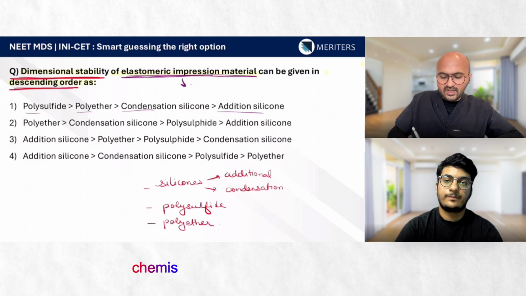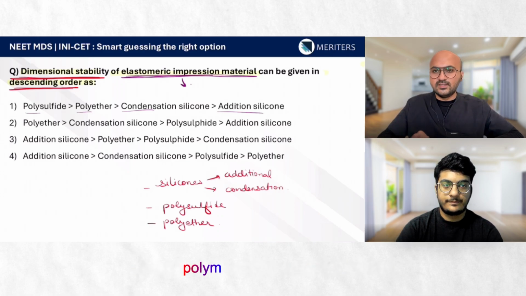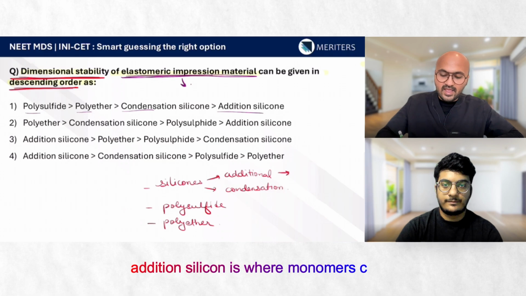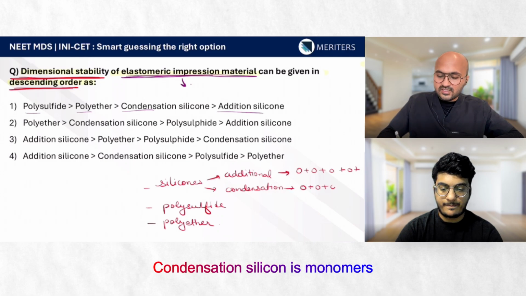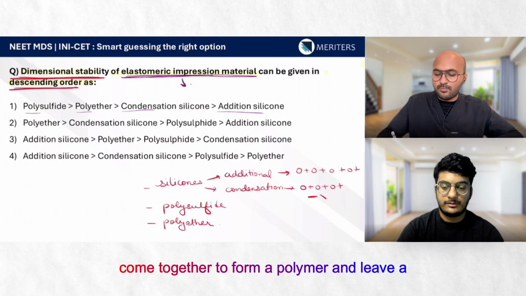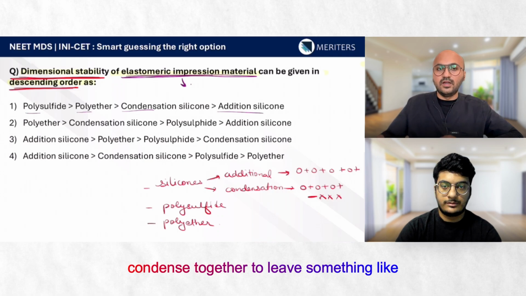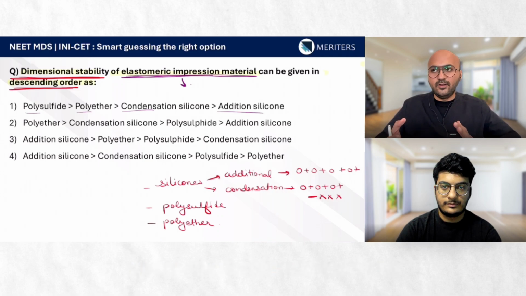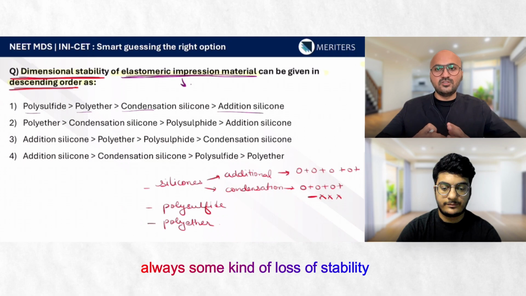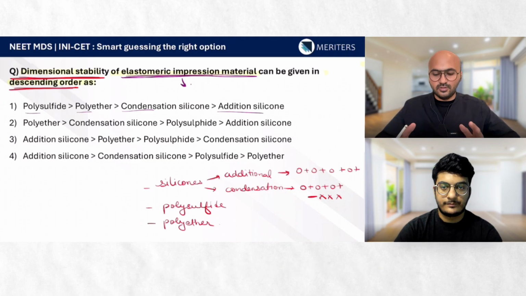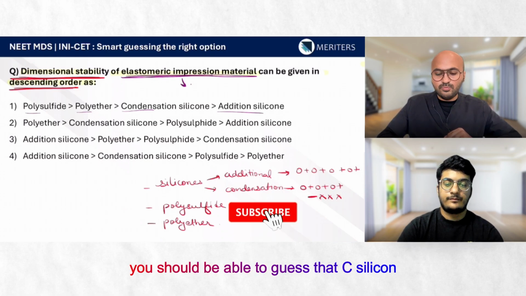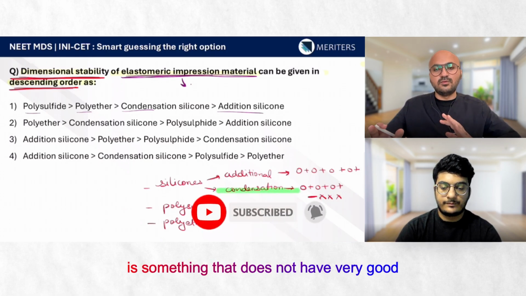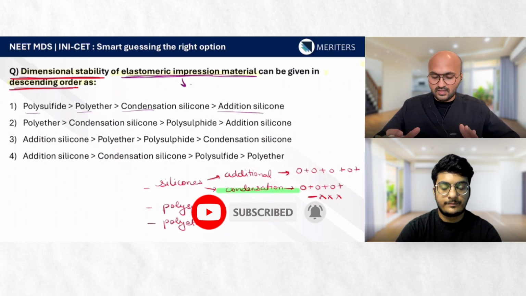Now, even if you've read a little bit of chemistry in your 11th and 12th standard, polymerization reactions: addition silicon is where monomers come together without any byproduct. Condensation silicon is where monomers come together to form a polymer and leave a byproduct, condense together to leave something like water and alcohol. Whenever there is a byproduct, there is always some kind of loss of stability of the material. So, just going by the basics of chemistry from high school, you should be able to guess that C silicon is something that does not have very good stability, right?